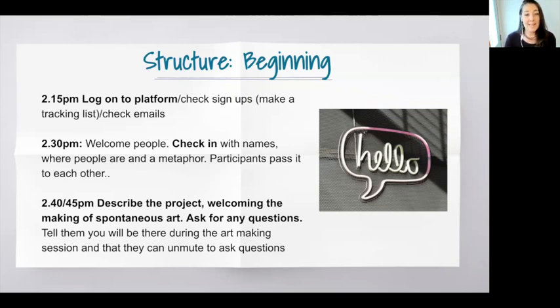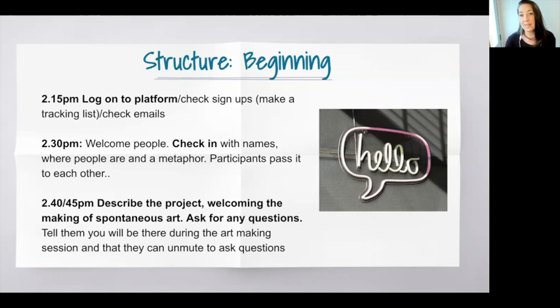So in my sessions at 2:15, I logged onto the platform, I checked signups, I made my list, my tracking list, and I checked my emails to see if there were any cancellations, any people that weren't going to make it, and really prepared myself. At 2:30, I welcome people.